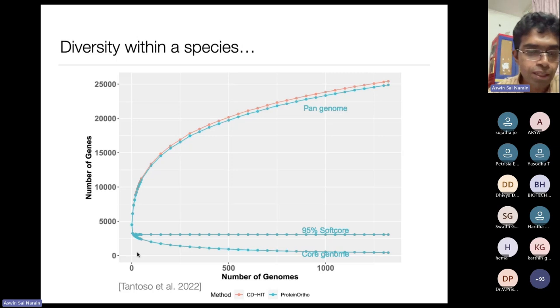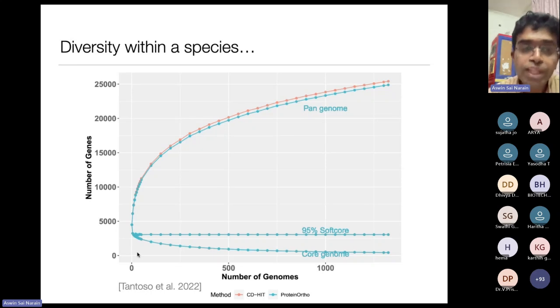An average E. coli genome would contain less than 5,000 genes or so, in that 5,000 gene range. And you see that maybe less than 1,000 of these genes are common across all E. coli. And this could probably be genes involved in translation, transcription, that type of thing. And this soft core, which is a useful thing to define as well, suggests that maybe about 3,000 genes is the soft core.